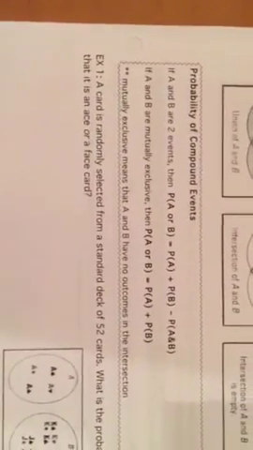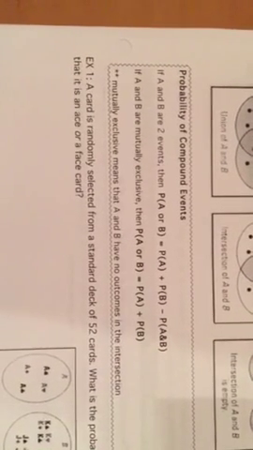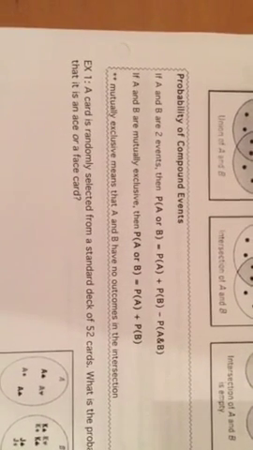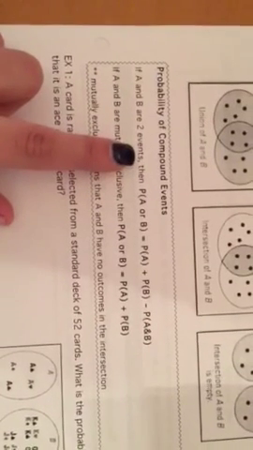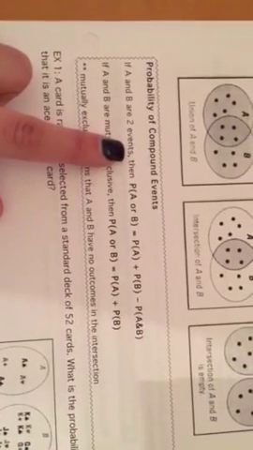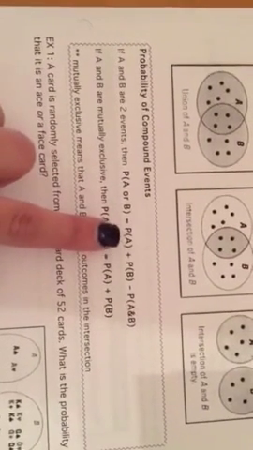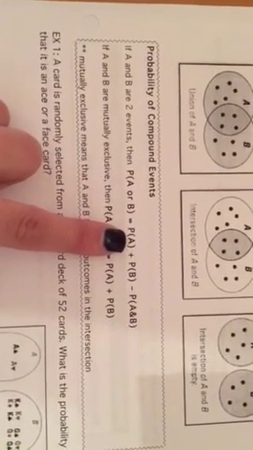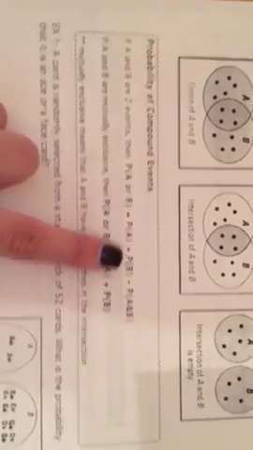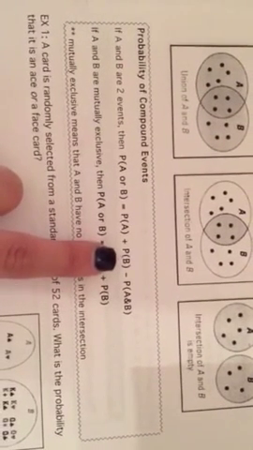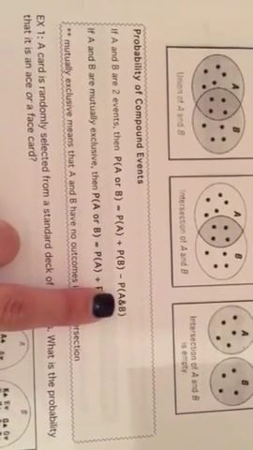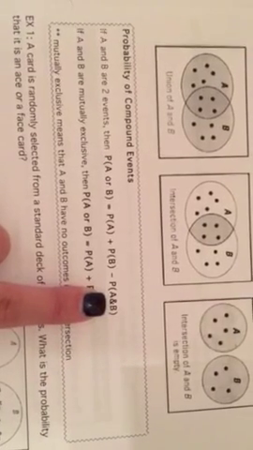I have 2 formulas to help me figure out the probability of 2 events. If A and B are 2 events and they do have something in common, to find the probability of A or B, I take the probability of A plus the probability of B, and we subtract the probability of A and B.